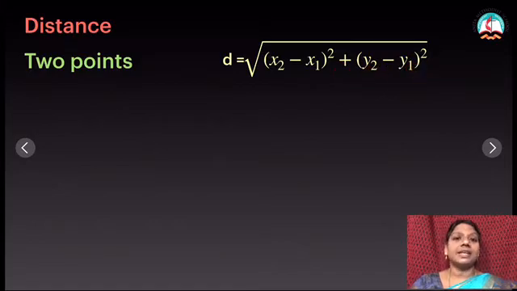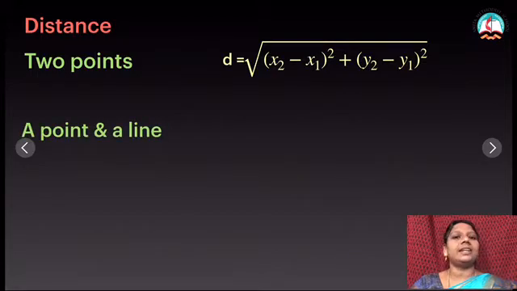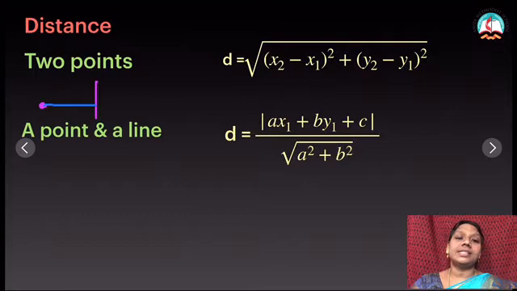Now here we learn the distance between a point and a line. There should be a perpendicular distance between a point and a line, or we may have any other distance also. It might not be equal to the perpendicular. Then that distance is nothing but modulus of (ax1 plus by1 plus c) divided by root of a square plus b square.